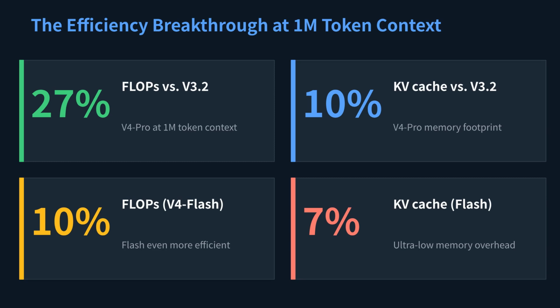Here is the efficiency improvement that makes million-token contexts actually practical. In a 1 million token context scenario, DeepSeek-V4 Pro uses only 27% of the computational work, measured in flops, that DeepSeek-V3.2 required for the same task. The KV cache, which is the memory used to store the attention history, is just 10% of what version 3.2 needed. DeepSeek-V4 Flash pushes this even further. At 1 million tokens, Flash needs only 10% of the flops and 7% of the KV cache compared to version 3.2. This is not a minor optimization. This is a fundamental redesign of how attention works.